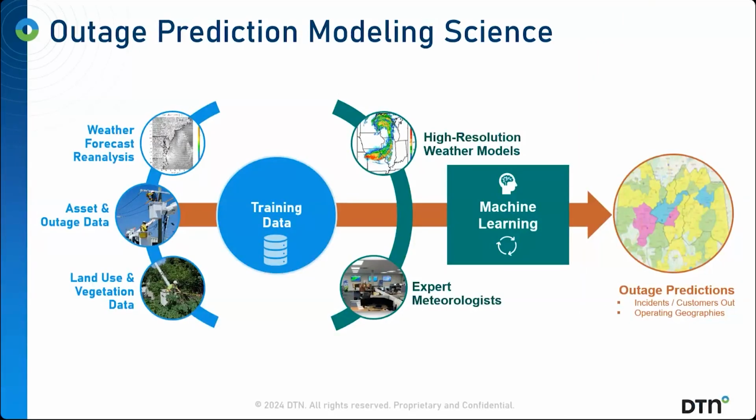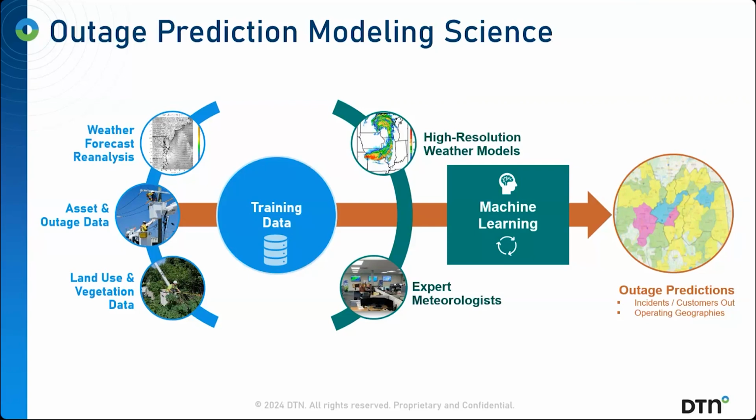So let's talk a little bit more about outage prediction solutions. DTN has been partnering with industry and academic institution leaders since 2015 in building utility-specific outage prediction systems. And we believed and understood that we could adapt that approach to what we refer to as a community modeling system.